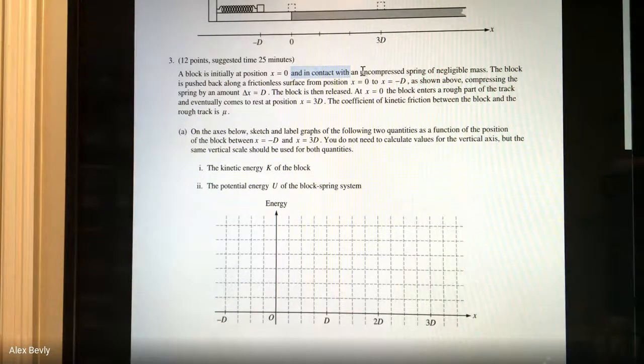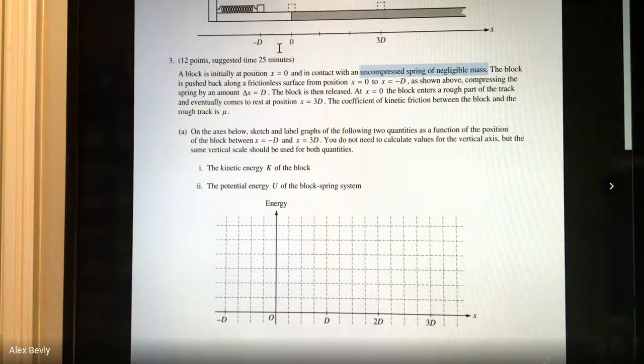It's in contact with an uncompressed spring. So uncompressed means our block is at equilibrium right here, right? So here, we're at equilibrium. And by the way, if you're watching this video after the fact, you should work on the question for 25 minutes before listening to me, then come back and watch this. So we have an uncompressed spring at position x equals 0.